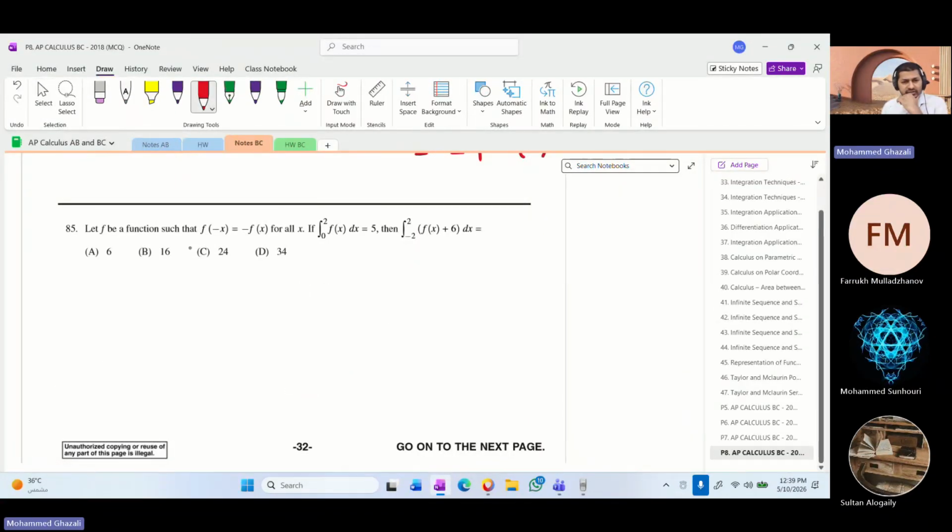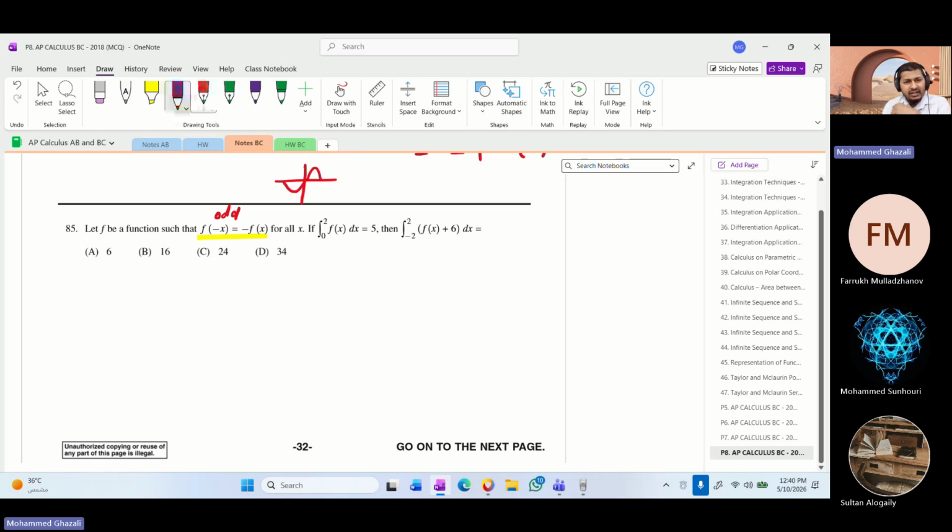Let f be the function defined by f of negative x equals negative f of x. Give me an example of what function this is. Okay, sine function. It's an odd function. So you can take a sine function, which is odd.